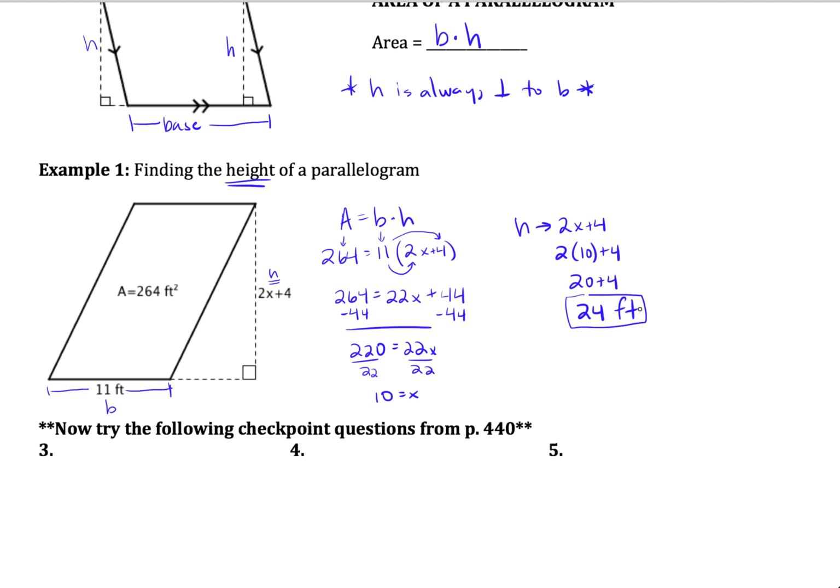Not feet squared. Feet squared is for area. You can see we use that unit right there. Measuring the height is just feet. So 24 feet would be my height of this parallelogram. Now in your note sheet you have a couple checkpoint questions to try, so this will be a good point to go ahead and pause the video and try those checkpoint questions.